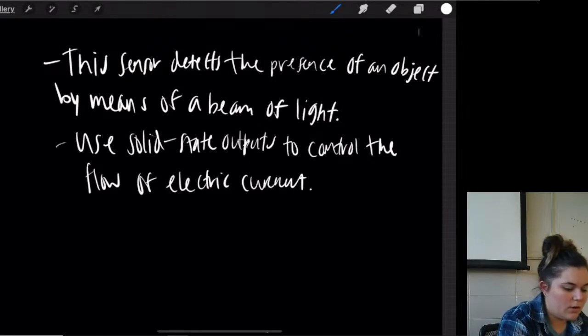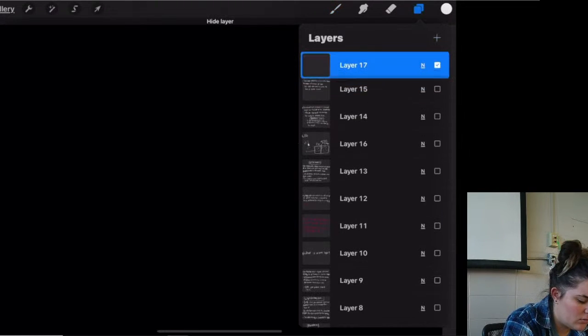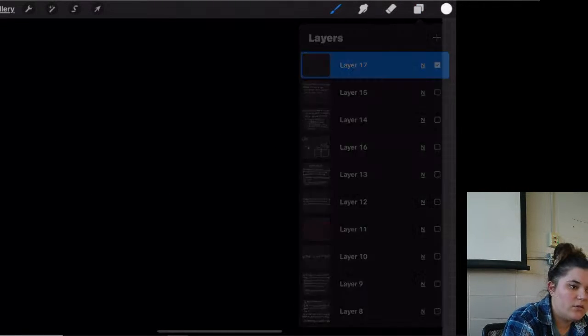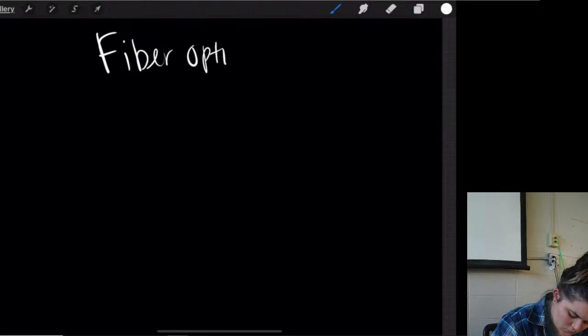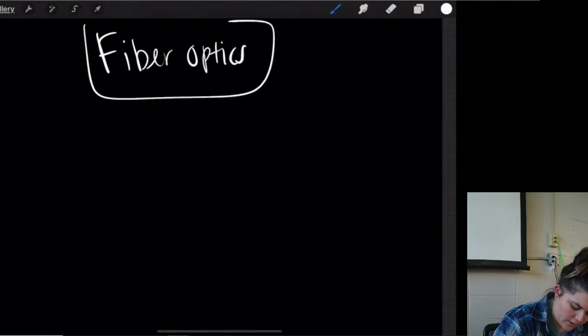So we can get on into fiber optics because that's kind of more interesting than photo sensors and stuff. So fiber optics. And Robbie's the professional at fiber optics, not me, so.